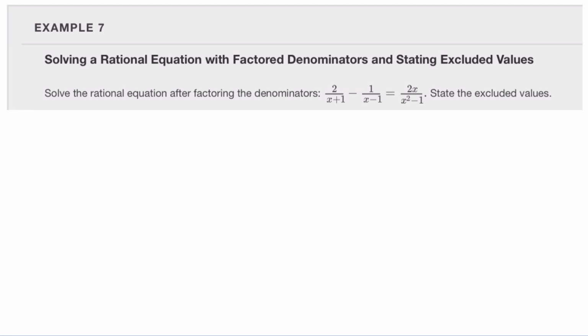Okay. So now the first two denominators, I think they're already in factored form. So we have this x plus 1 under 2 minus x minus 1 under 1. But on the right hand side, we have x squared minus 1. That's a special factoring scenario. That's difference of squares. So that factors into x plus 1 times x minus 1.